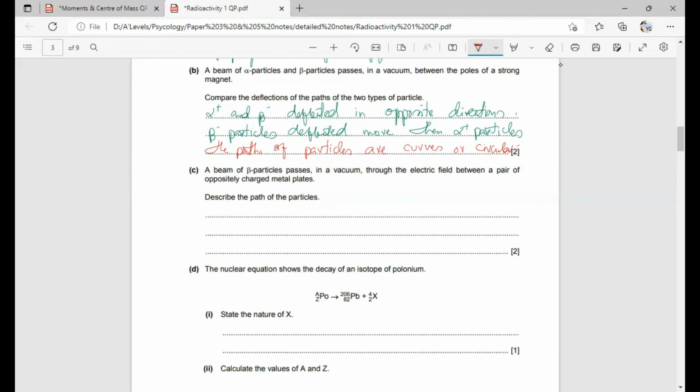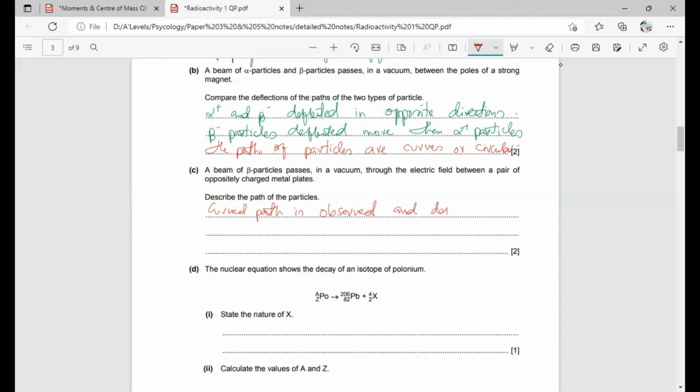Now below, it is asking: a beam of beta particles passes in a vacuum through the electric field between a pair of oppositely charged metal plates. Describe the path of the particle. So describe the path of the beta particle. Same, these are the free marks. Curved path is observed, right?